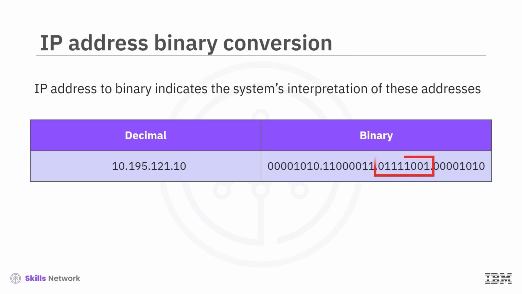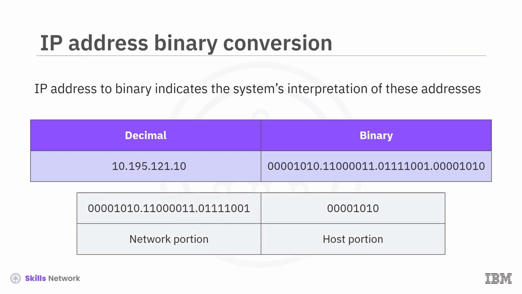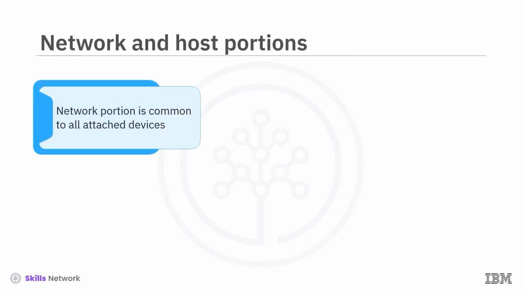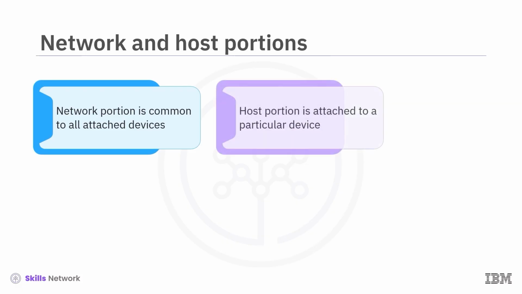Each octet contains 8 bits, explaining why it is called an octet. An IP address comprises the network and host portions. Let's discuss what they are. The network portion is common to all attached devices, which helps to identify the network, whereas the host portion is used to identify a particular device attached to the network.